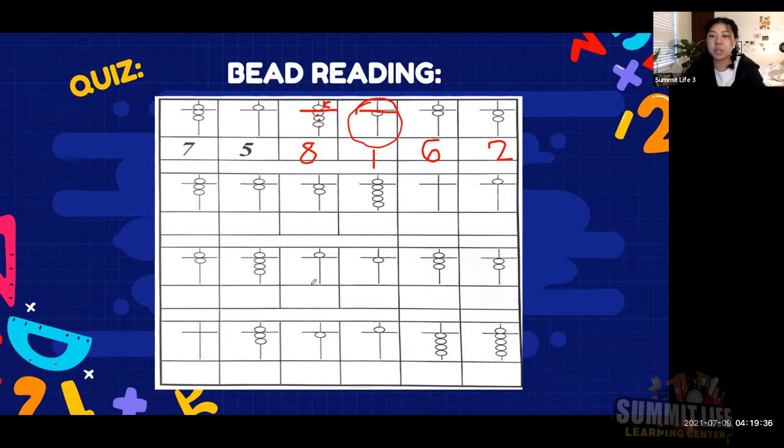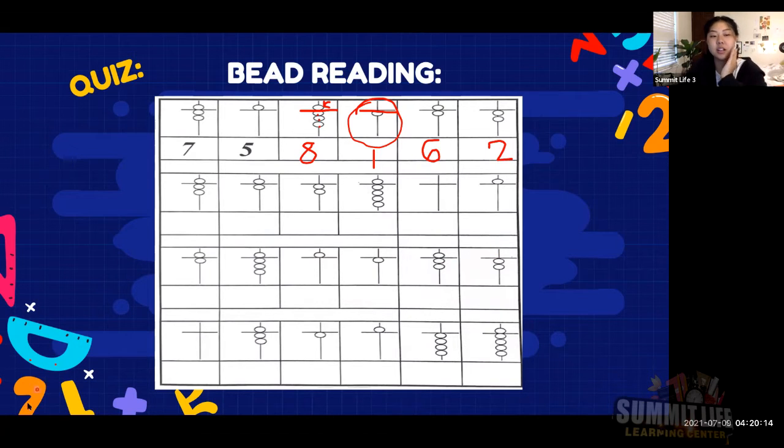Okay, are you ready for your lightning round? We're going to stop at this one, but just say the answer as fast as you can. Okay, are you ready? And the first one is 6. Keep going. And the next one is 8. Keep going. And the third one is 5. Yep. And what's the fourth one? It's 1. And this one? It's 7. And this one? It's 2. Yes, good job.